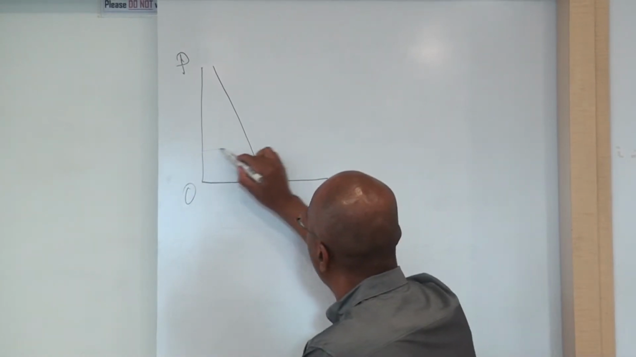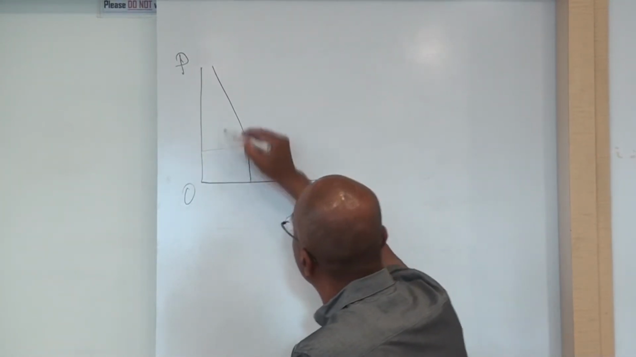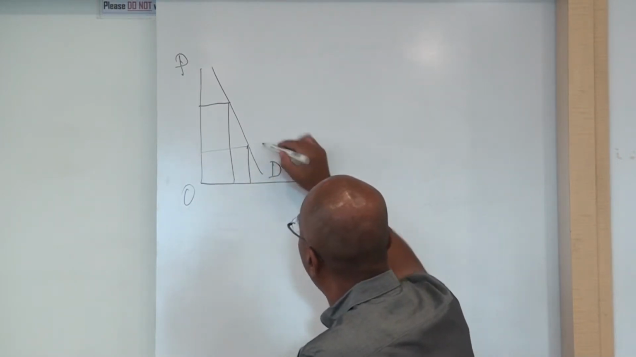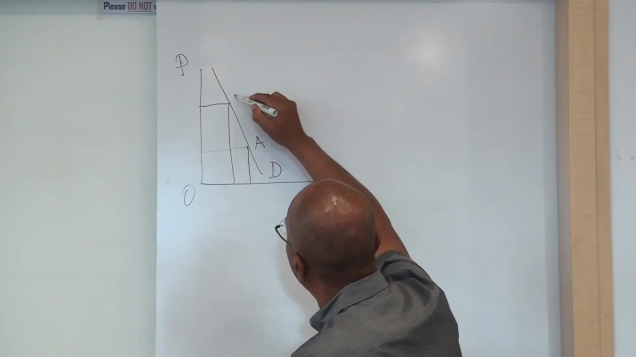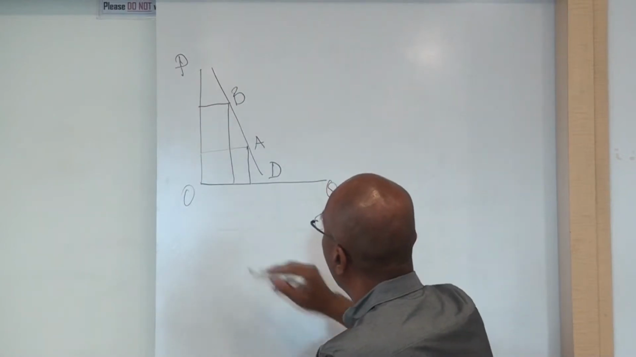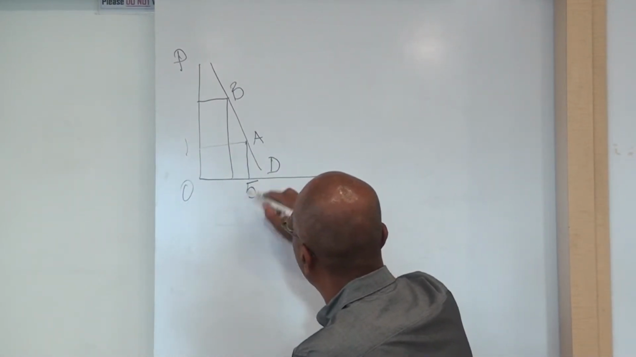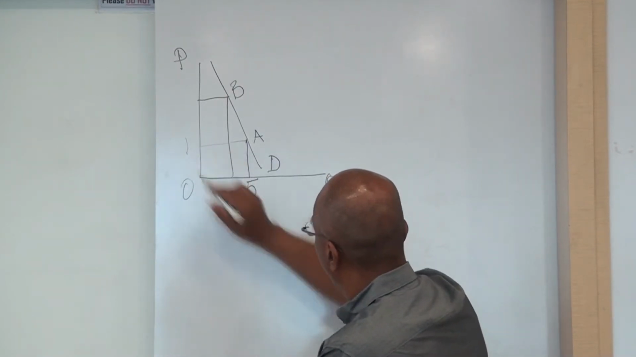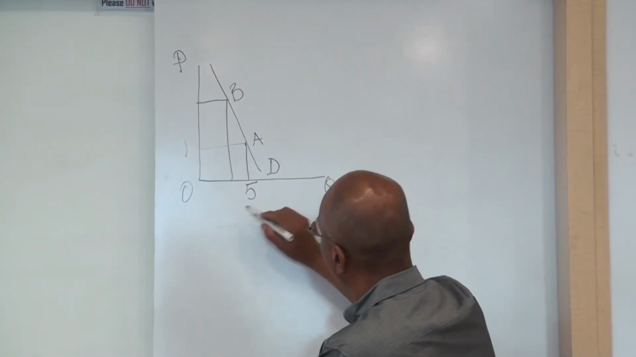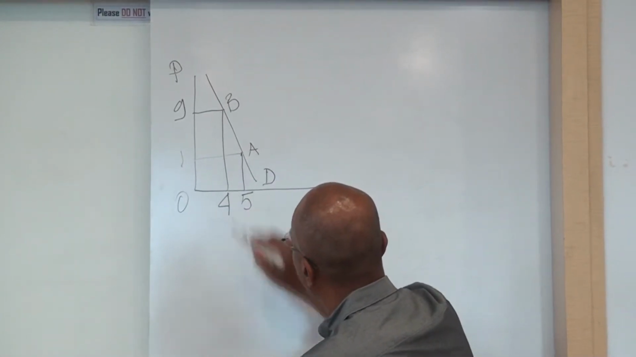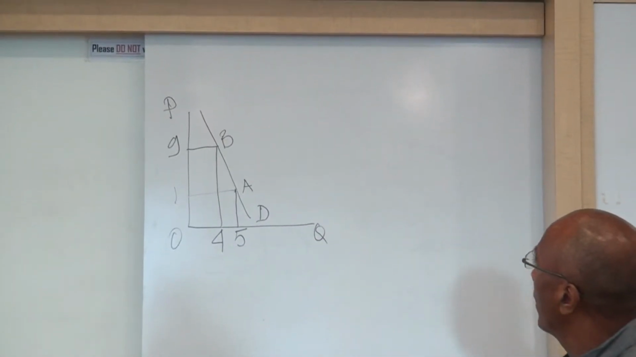All right. So let's plot those two coordinates. The first one is A over here and B over here. We have price equal to 1, quantity equal to 5, and price equal to 9, quantity equal to 4. All right.